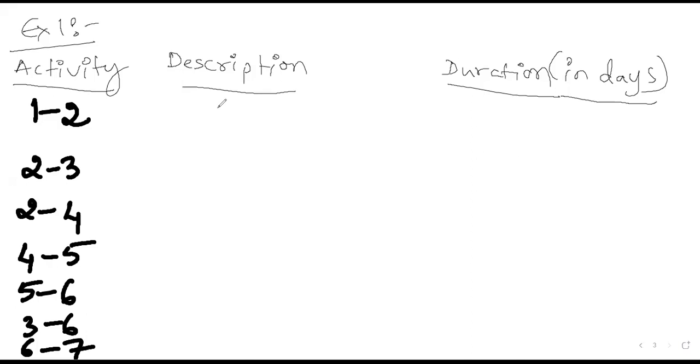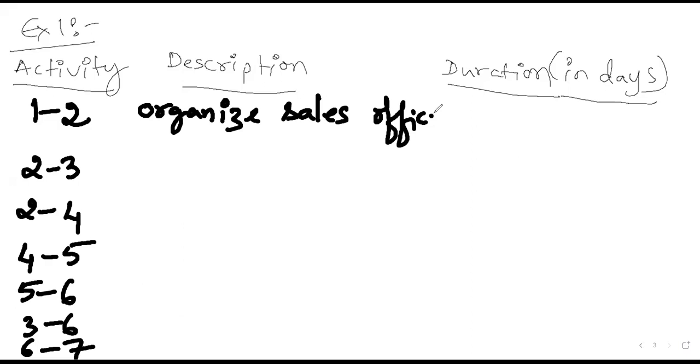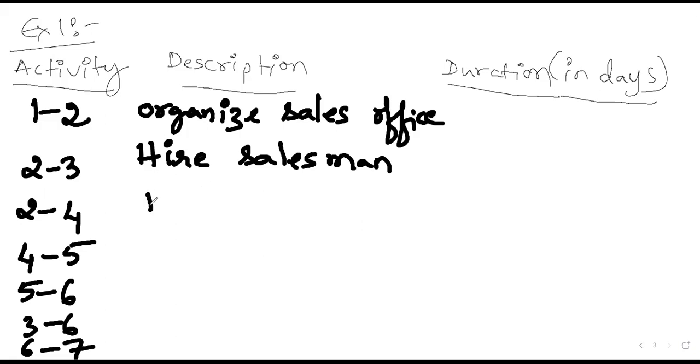So let's see what is the description of each of the activities. First activity is organize sales office. Next, 2-3, hiring salesman. And once the hiring activity is done, they plan to train those salesmen. Correct.